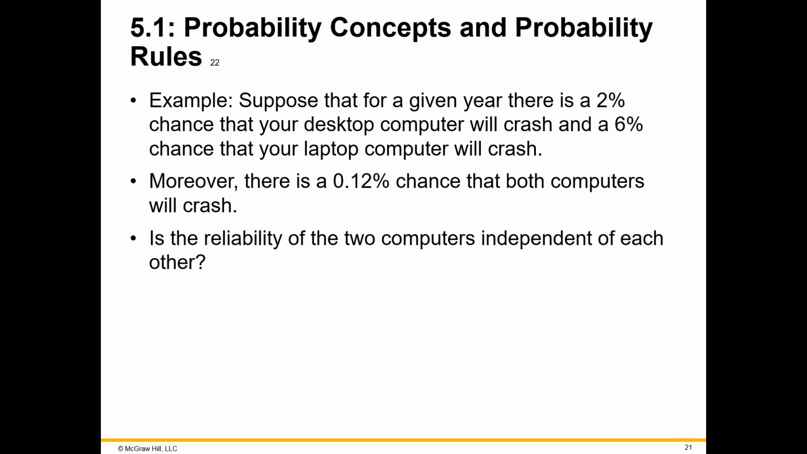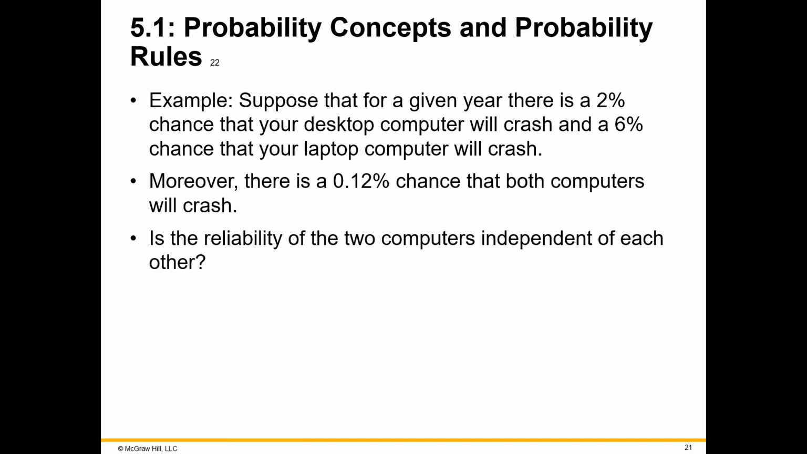So let's put it into context over here. Suppose that for a given year there's a 2% chance that a desktop computer crashes and a 6% chance that a laptop computer crashes. Just looking at this and thinking about it reasonably, there's no way these are dependent. Like if your laptop blows up, it doesn't increase the chance that your desktop's going to blow up. They're isolated incidents. That being said, some people run bad, as they say. There is a 0.12% chance that both computers are going to crash in the period.